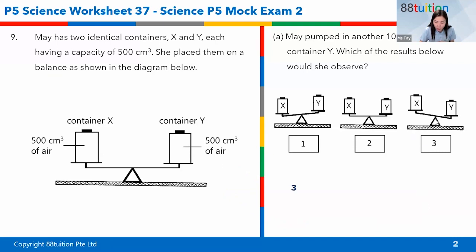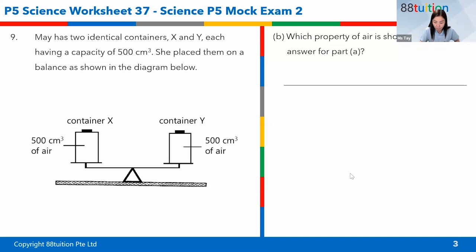Right, so the scale will look like this now. The balance is not horizontal. It is actually slanted to one side where there is more air. So what does this tell you? What is the property of air shown here? Okay, Evan, you already typed in for me just now. Air has mass. Thank you very much. So that's the thing, because we added extra amount of air and air has mass, it will cause container Y to be heavier.